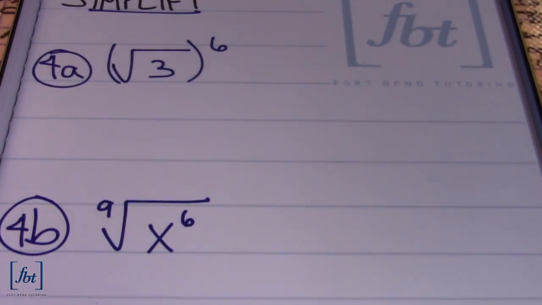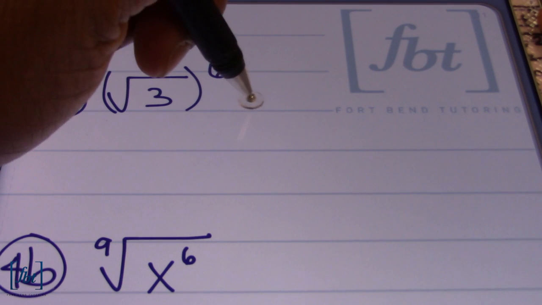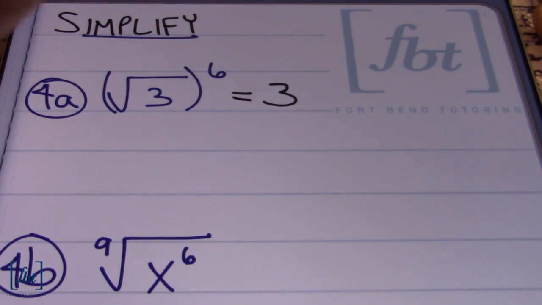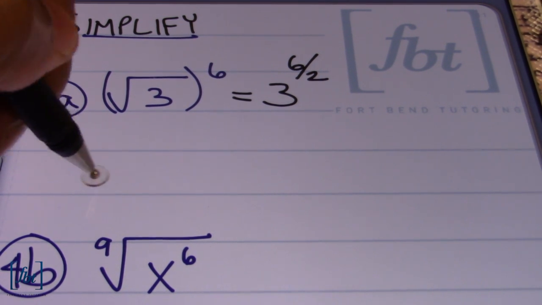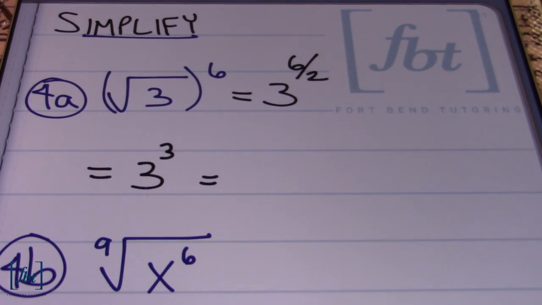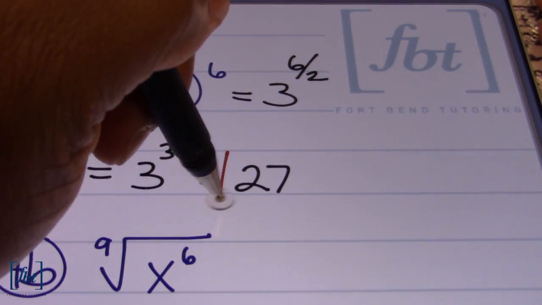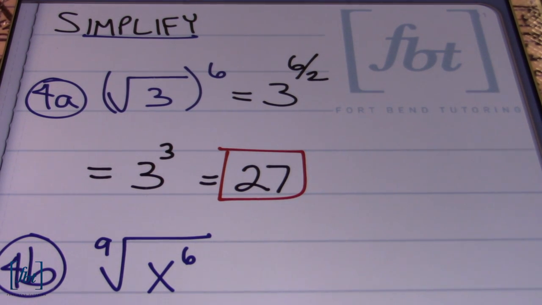Here I have problem 4. Problem 4 asks us to simplify. We have the square root of 3 raised to the 6th power. Let's go ahead and see if we can do something with this. Our base, 3, can be said to be raised to the 6/2 power. It just so happens that 6 divided by 2 is 3, and we knew that already. So we have 3 cubed. Well, 3 times 3 times 3 is 27. The answer is 27. Red boxing it. We're just using our exponential rules.